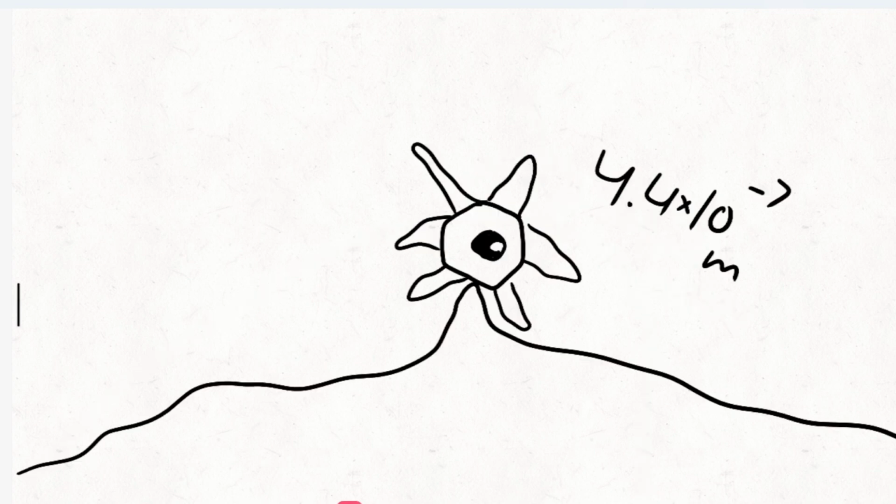And even further still, we have the largest virus, which is 4.4 times 10 to the -7 meters, which is 440 nanometers. And funnily enough, even though this thing is so tiny, this thing's name is Megavirus. This thing is micro, but its name is Mega, which is hilarious.